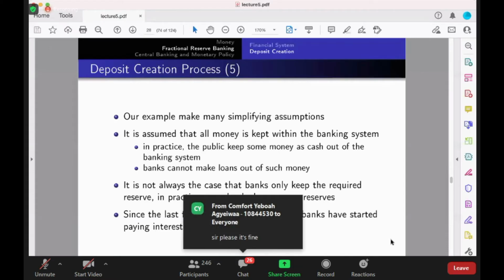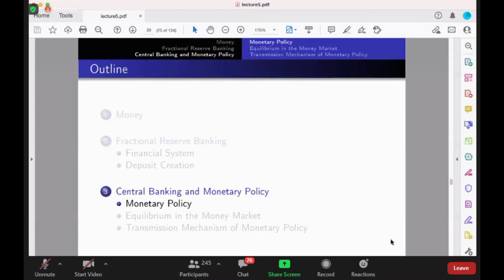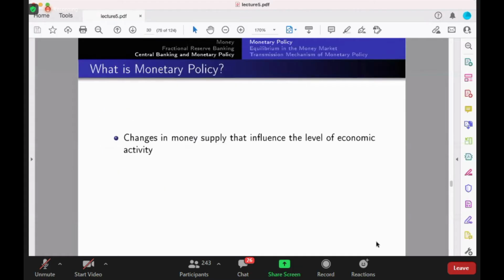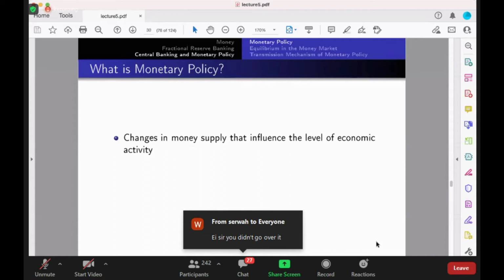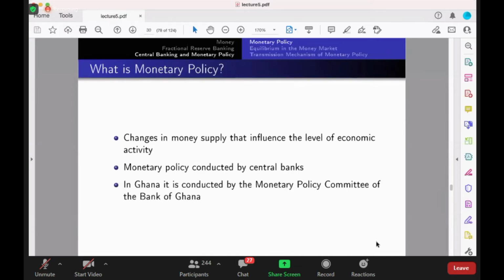So now let's talk about central banks and monetary policy. What is monetary policy? Monetary policy is about altering the supply of money in the economy to influence economic activities. That's all monetary policy is about. It is done by an institution called the central bank. Don't forget they are the sole institution that is allowed to do what? To print money.